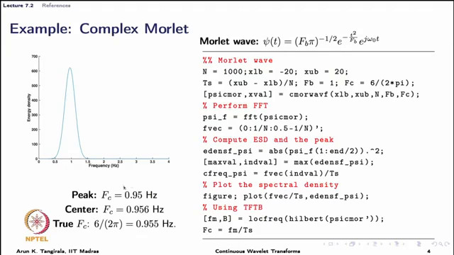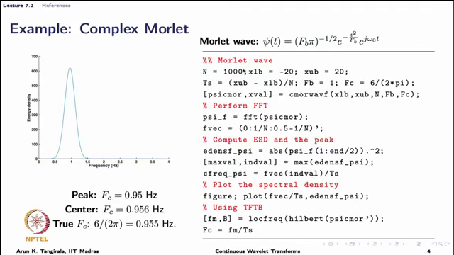The peak frequency turns out to be 0.95 hertz and the center frequency is 0.956, whereas the true frequency, which is 6 by 2 pi, is 0.955. So, clearly the center frequency, which has been obtained by the definition that we had mentioned earlier, is closer to the true center frequency. How do I obtain the center frequency? I once again use the time frequency toolbox.